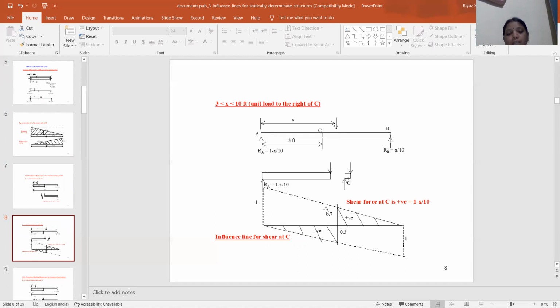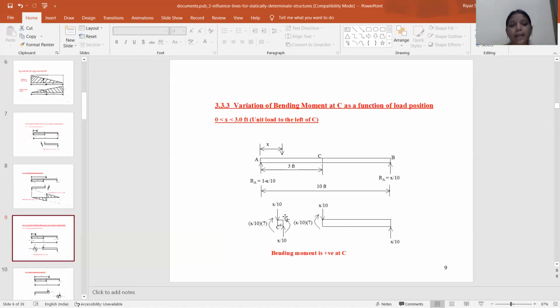And then the negative shear force is X by L. So L is 10, X is 3, and 3 divided by 10 is 0.3. So the negative shear force ordinate is 0.3. The total of the values, 0.7 plus 0.3, equals 1. This is the influence line for shear force at C. Next one is the variation of bending moment at C as a function of load position.